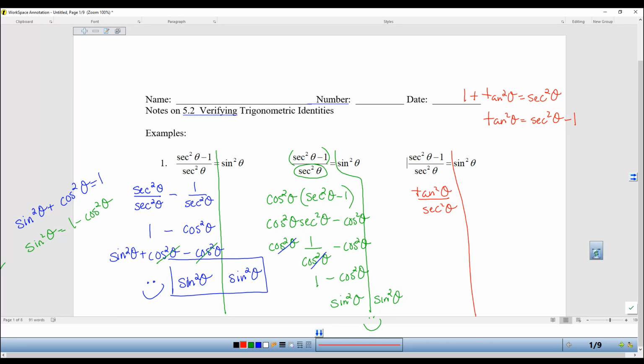So where people have trouble here is they want to now change tangent to sine over cosine, but that'll give them a complex fraction. So you might want to move the secant first to the top and call it cosine squared theta times tangent squared theta. And now when you change tangent squared to sine squared over cosine squared, you're not trying to deal with a complex fraction, which is always nice. And then I just get sine squared theta, and I'm done.